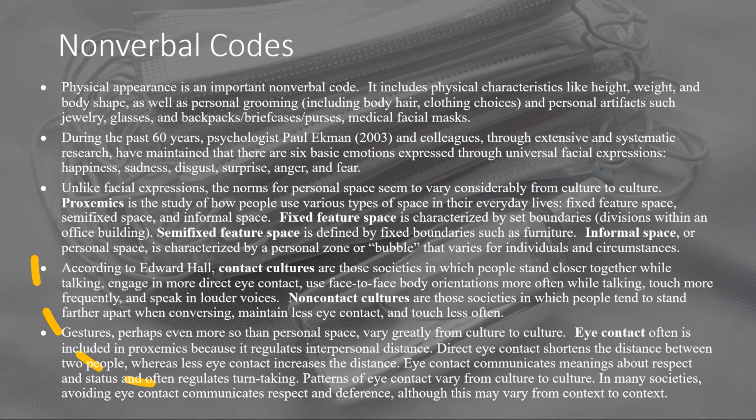It includes physical characteristics like height, weight, and body shape, as well as personal grooming, including body hair, clothing choices, tattoos, and then even personal artifacts like jewelry, glasses, and backpacks, briefcases, purses, medical facial masks, right, which is a big one. Having gone through a pandemic and still emerging from that pandemic, right, and people who still choose to wear a mask versus people who don't choose to wear masks, and how that communicates particular information, right, to those we interact with.